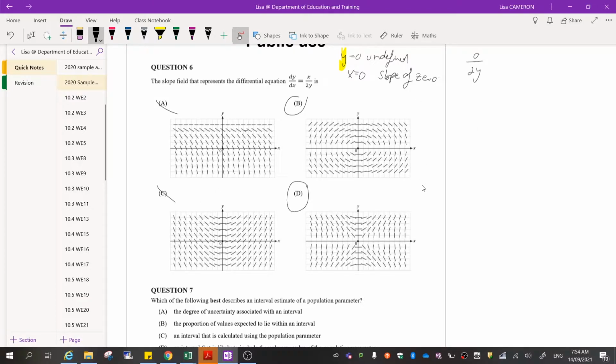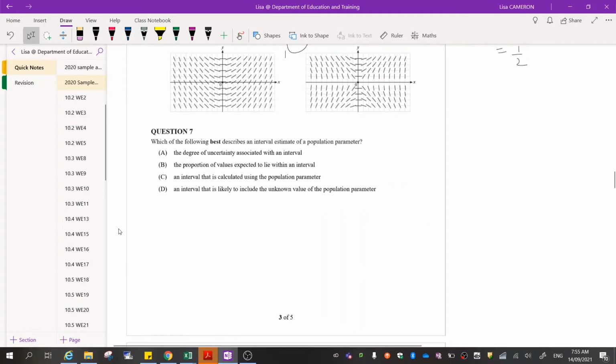Okay, the next thing that we're going to be looking for is we're just going to pick a point and determine which one is true. So if I pick a point in here when x equals -1 and y equals -1, if it's this one here, I'll end up with a positive gradient. If it's this one here, I'll end up with a negative gradient. So let's substitute those in. dy over dx is equal to -1 over 2 times -1, which is -1 over -2, meaning that it's just positive a half. So this one here is the positive gradient. So our answer is going to be D.